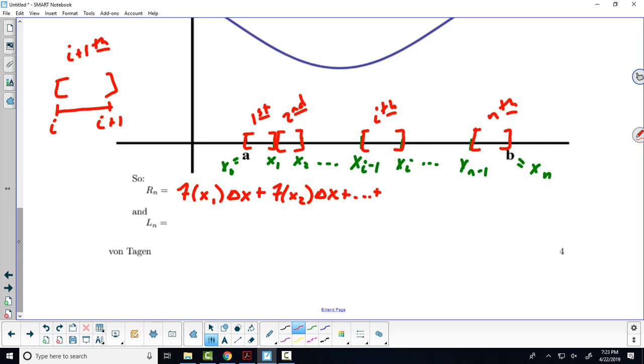Yep, and what's it called? We're going to evaluate this where? I mean, that's what I'm asking you. Where are we going to evaluate for the ith rectangle? We're going to plug in x. Is it?